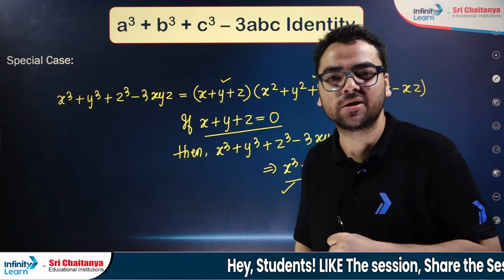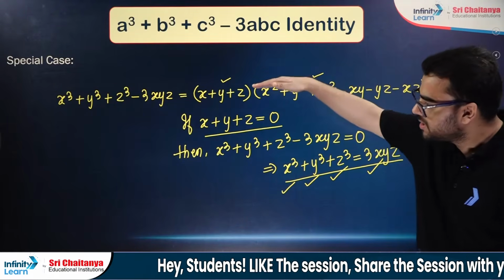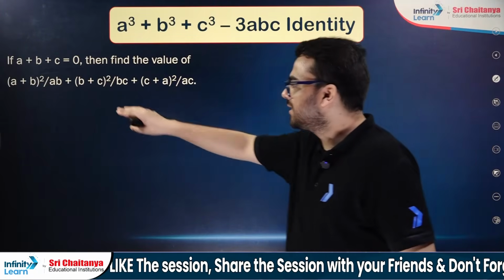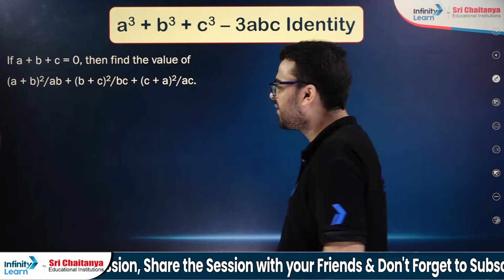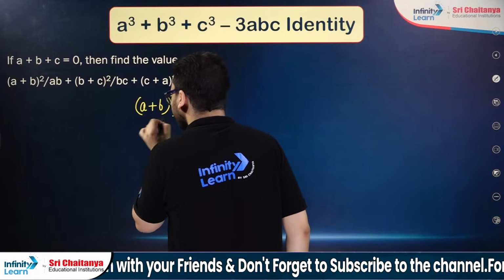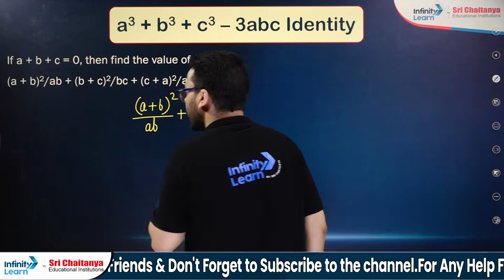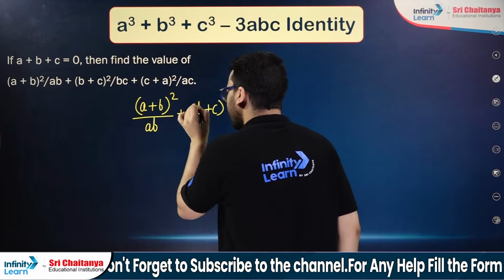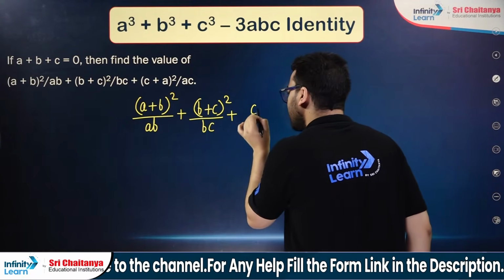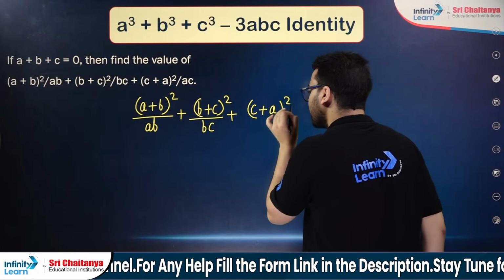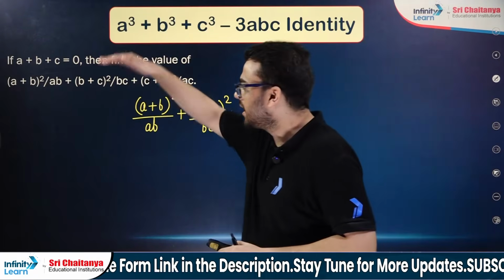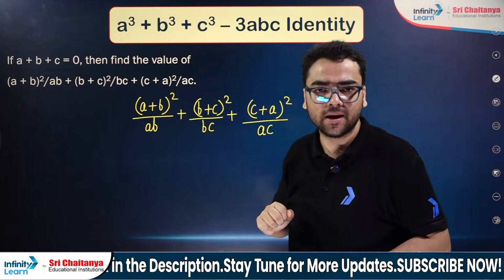Let's do a couple of questions on the basis of this specific result, on the basis of this identity. Let's try doing this one, guys. If it is given that a plus b plus c is 0, can you find the value of (a plus b) whole square upon ab, plus (b plus c) whole square upon bc, and then plus (c plus a) whole square upon ac? You have to find the value of this thing if it is already given that a plus b plus c is 0, right?